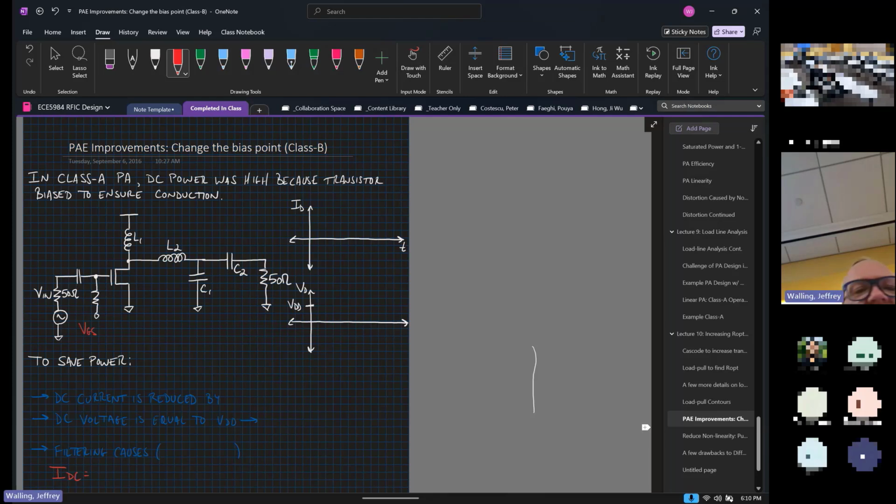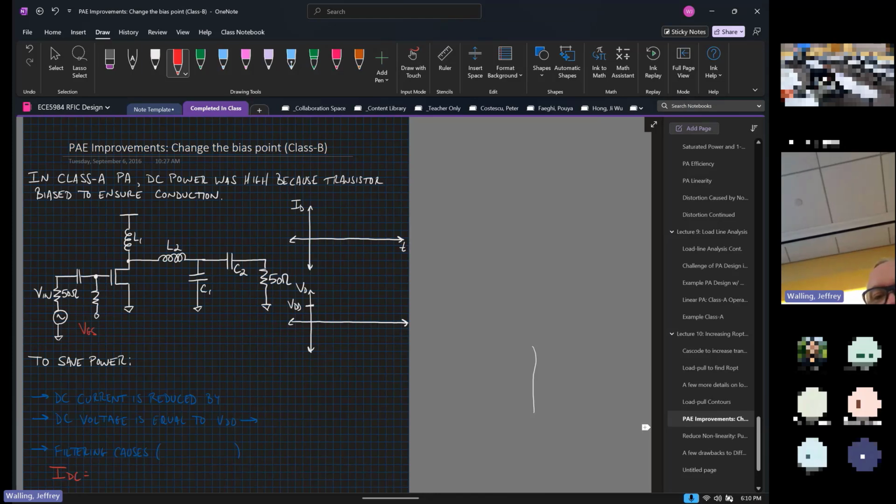All right. So what else can we do to keep improving the power added efficiency of a PA? Well, we can start to change the bias point. Really, what we're going to be doing is changing the conduction angle. So in a Class A power amplifier, the DC power is high because no matter what I do, I'm drawing a constant amount of DC current in the device. So if I can do something to reduce the amount of DC current in the device, then I can reduce the DC power that's coming from the device.